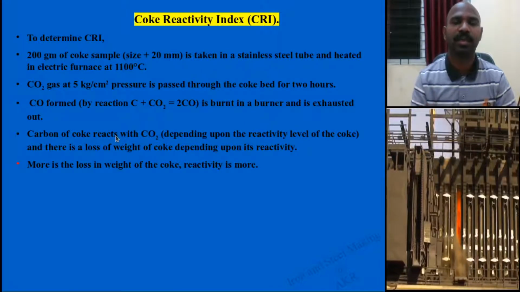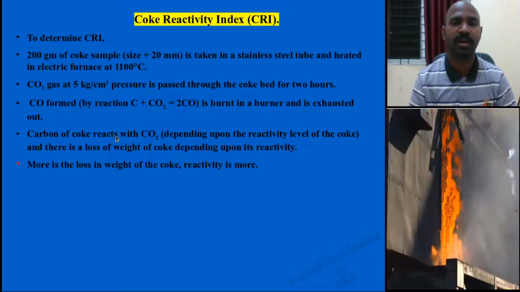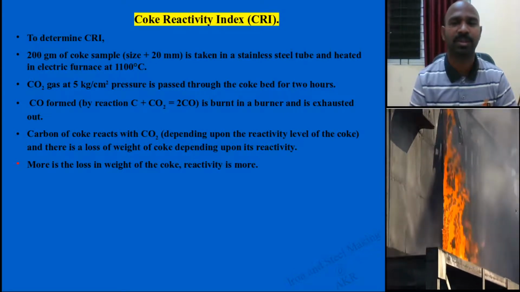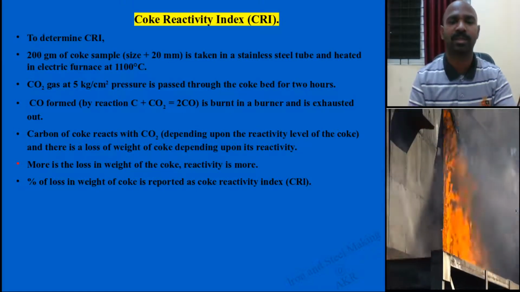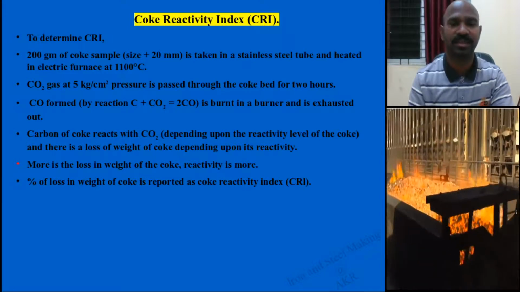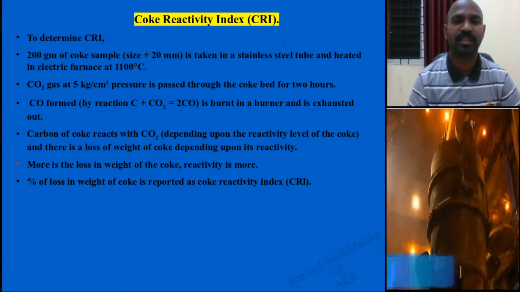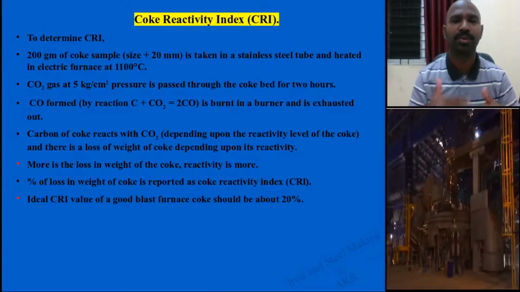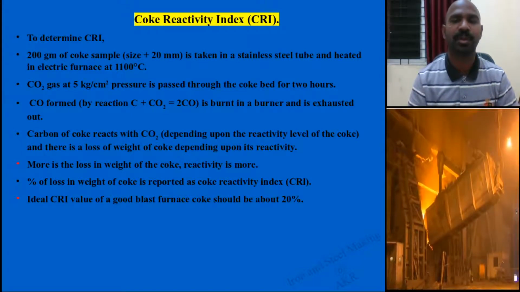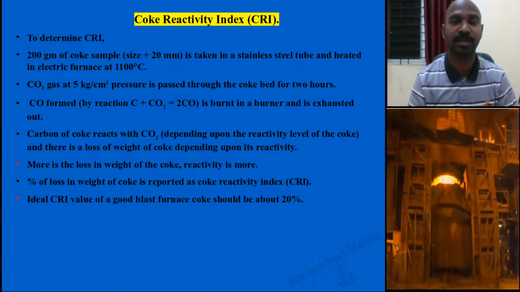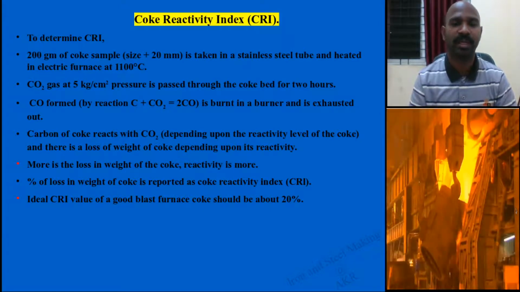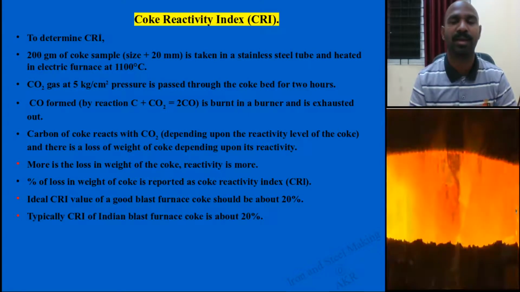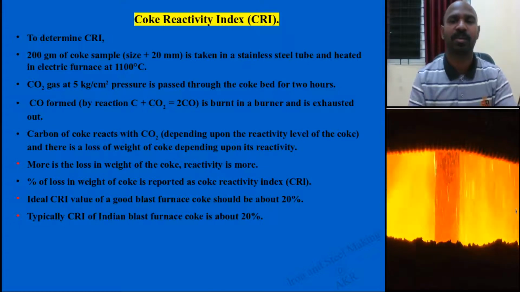The more the loss in the weight of the coke, the more the reactivity, using this CRI procedure. And the percentage loss of weight is reported as the CRI, as I showed in the graph. You will calculate the CRI value, and the ideal CRI value in an Indian blast furnace practice and production which uses the coke is about 20% loss, which is acceptable. A 20% weight loss is acceptable, and a typical Indian blast furnace also follows 20%.